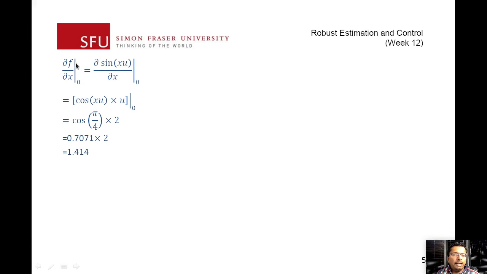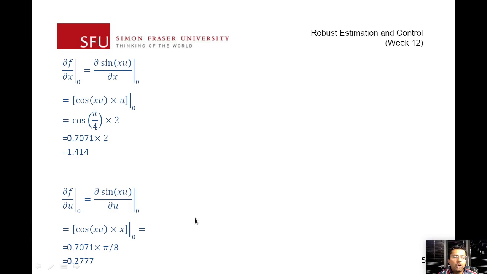If you similarly take the partial of f with respect to u, we end up with the partial of sine xu with respect to u at 0. If I do the partial here, this becomes cos xu, and then I take the partial of xu with respect to u, and I'm left with x. So I get cos xu times x, which would be equal to 0.7071 times pi over 8. So again, I'm substituting cos pi over 4 times pi over 8, and this comes to 0.2777.